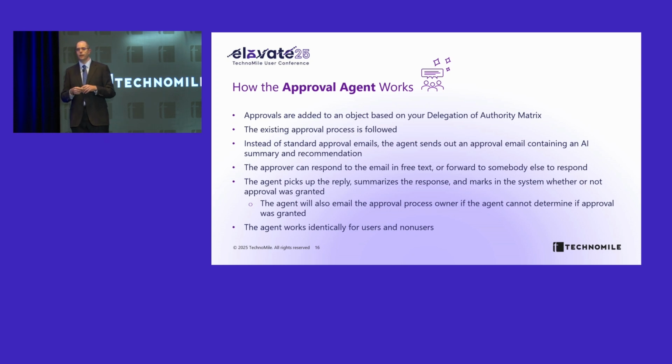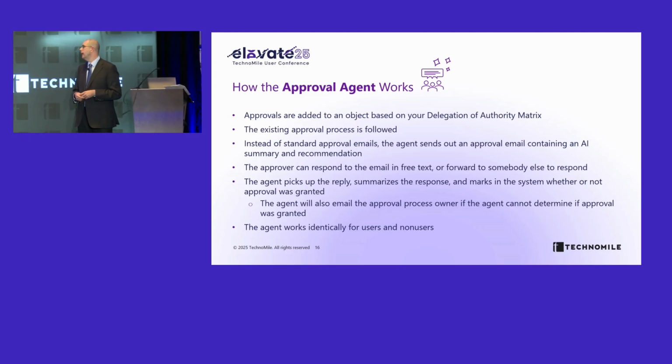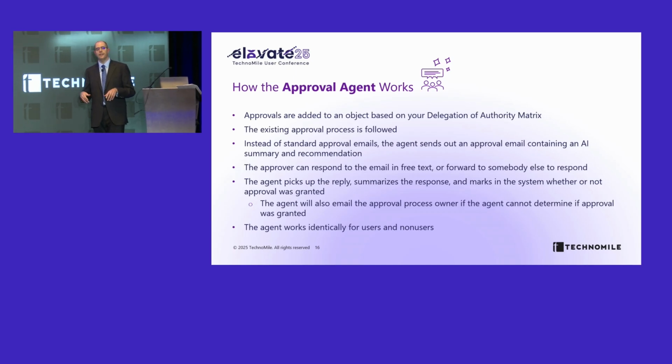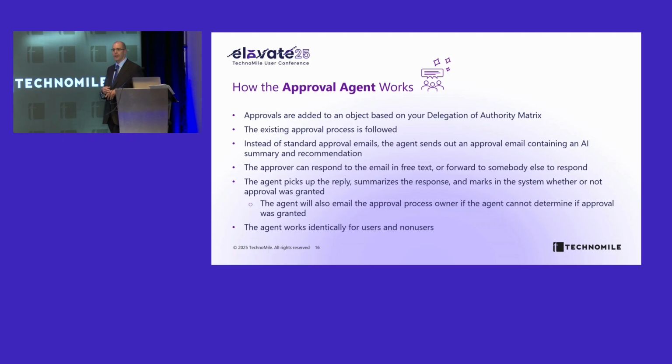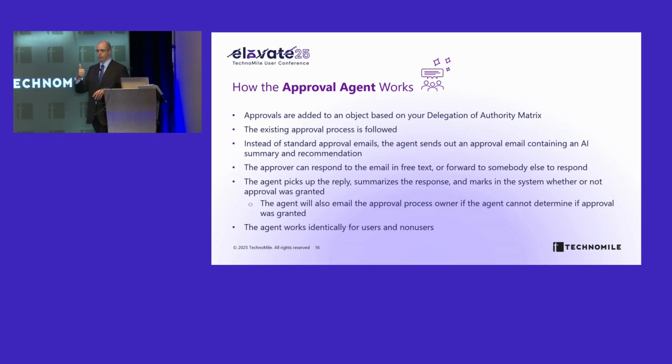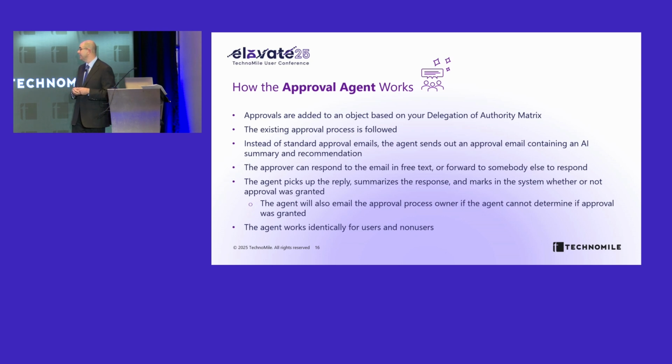Instead of standard emails that are just form letters, basically saying here's the information, the agent sends out the email, and that contains an AI assessment of the summary, and if it's an approval, a recommendation about whether you should approve and why. The approver can respond to the email, not yes, not no, but in free text, and then the agent picks up that email and marks the record closed. Yes, you've reviewed, yes, you approve, no, you don't, and it actually summarizes the reply's context.